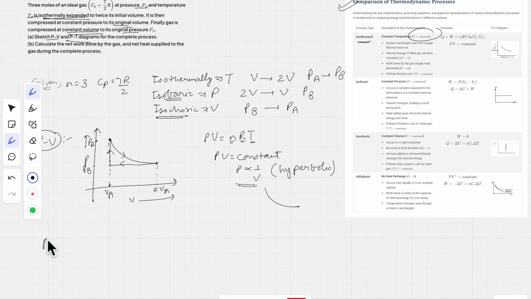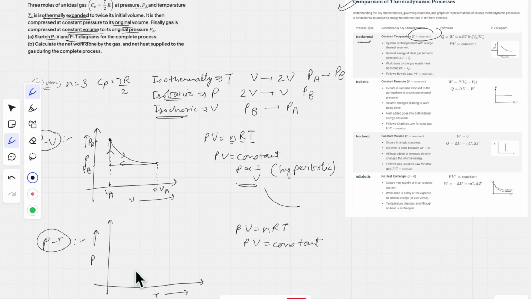Let's come on to the PT diagram. Again same thing. Let me take pressure on the y-axis and temperature on the x-axis. Cool. So let the initial pressure be PA and the initial temperature be T. So again, PV equals nRT. This is a constant, so PV equals constant. Since it is a constant temperature equation, it would be again a straight line because temperature is constant.